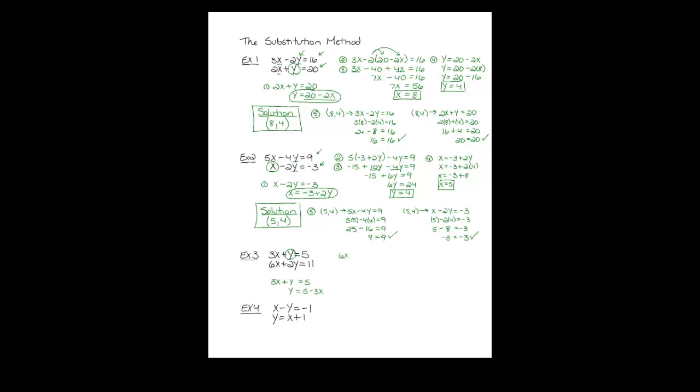So we have 6x plus 2y. Y is replaced with 5 minus 3x equals 11. So we have 6x plus, distributing the 2, 10 minus 6x equals 11. Combining the like terms, we have 6x minus 6x. That leaves us with 0x. 0 times any number is 0, so the x's are gone. And we're left on the left-hand side with just 10 equals 11.